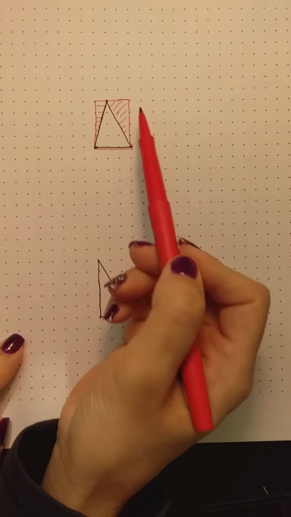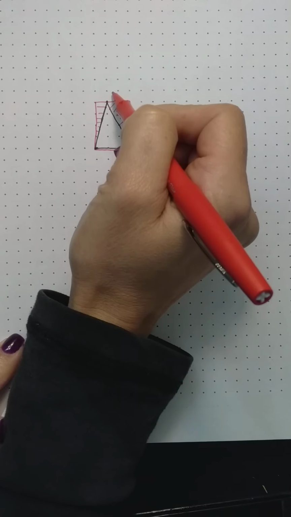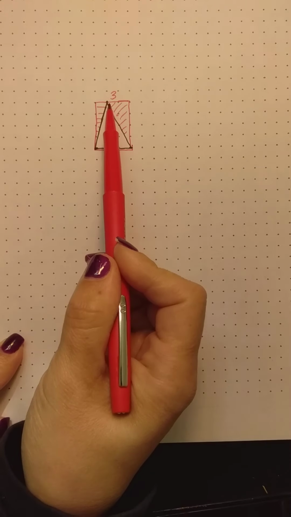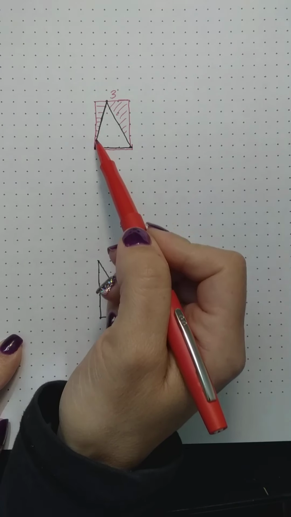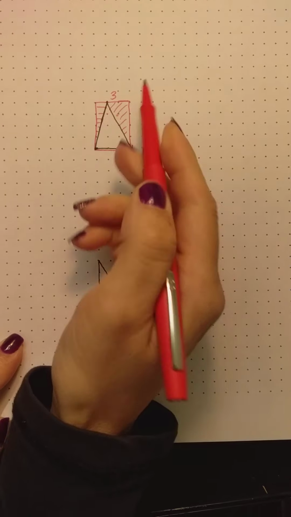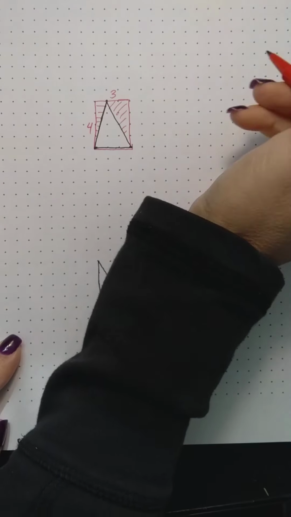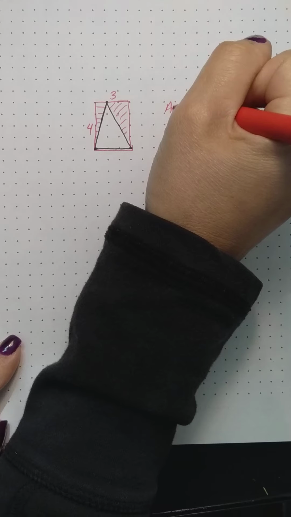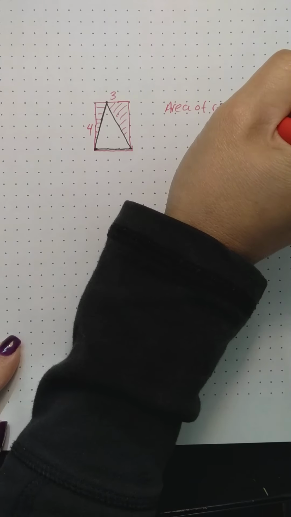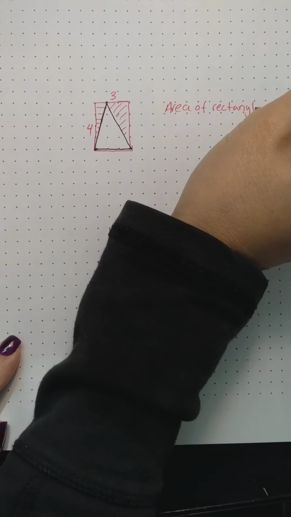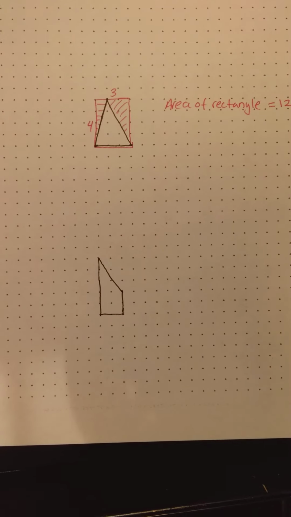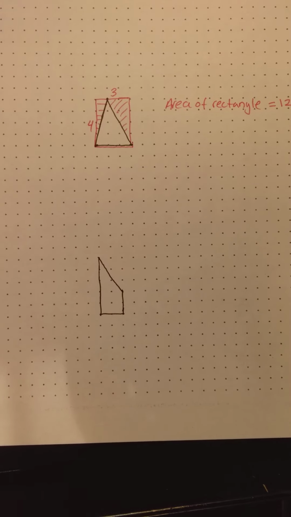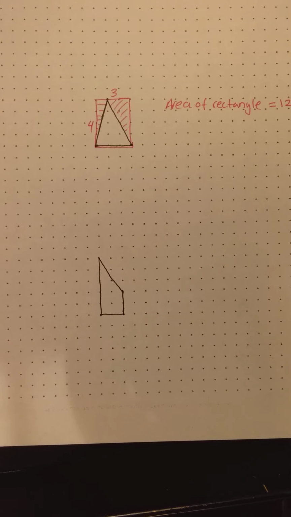So the top length of this rectangle is 3. Remember, I'm counting the space between the dots and not the dots themselves. The other dimension of this rectangle, 1, 2, 3, 4. So the area of the rectangle is 3 times 4, which is 12. So from there, I'm going to remove the area of the triangles that are not part of the figure.